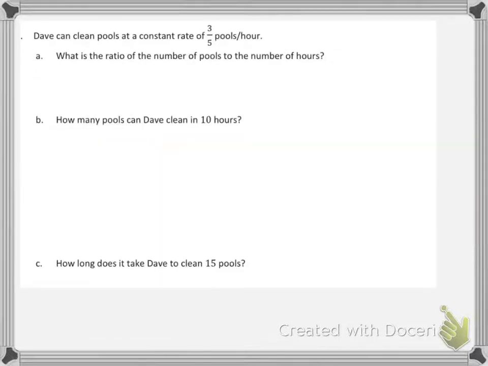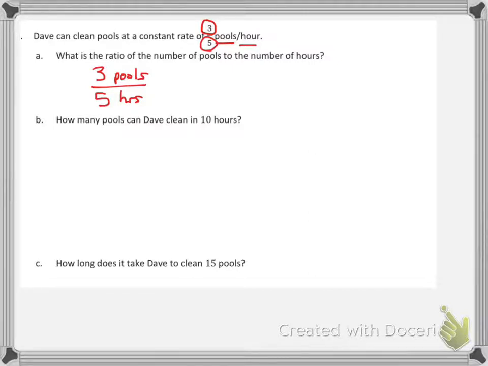Next, Dave can clean pools at a constant rate of 3/5 pools per hour. What is the ratio of the number of pools to the number of hours? Remember, order is everything. The first number corresponds to the first unit. So that's 3 pools every 5 hours. 3 is the first number, so that's pools. 5 is the second number, so that's hours. So 3 pools in 5 hours.